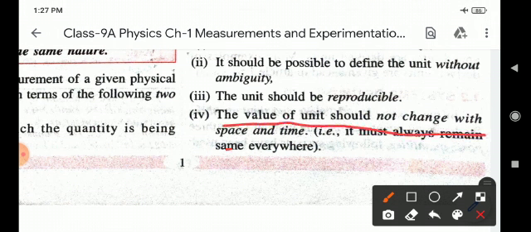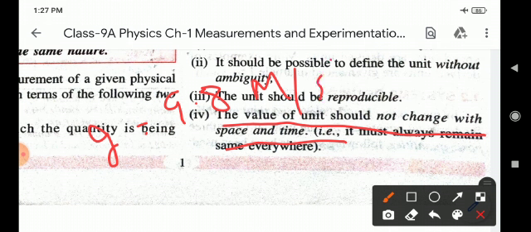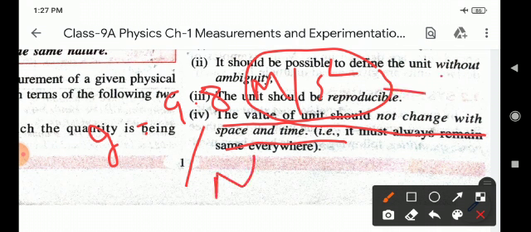For example, small g equals 9.8 meter per second square. It is constant. 9.8 is constant everywhere and meter per second square is the unit. 9.8 is the numerical value and meter per second square is the unit. What is g? g is the experimental value. Small g is the acceleration due to gravity. It is the universal constant.